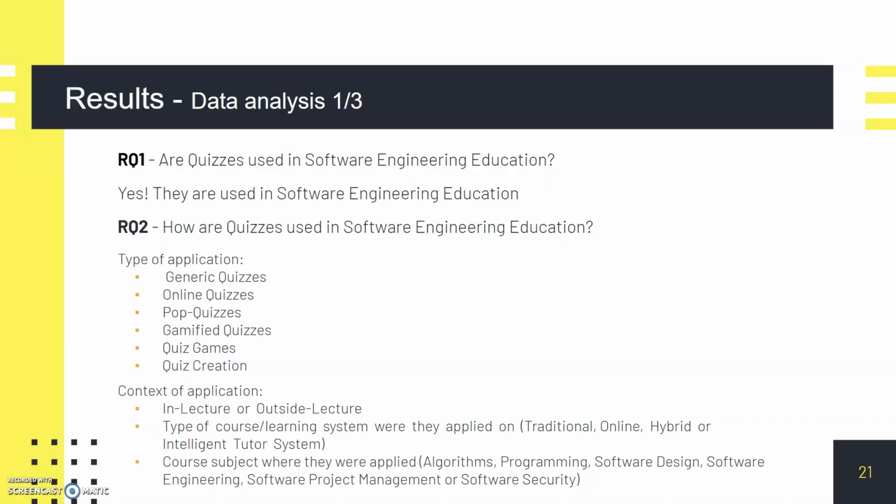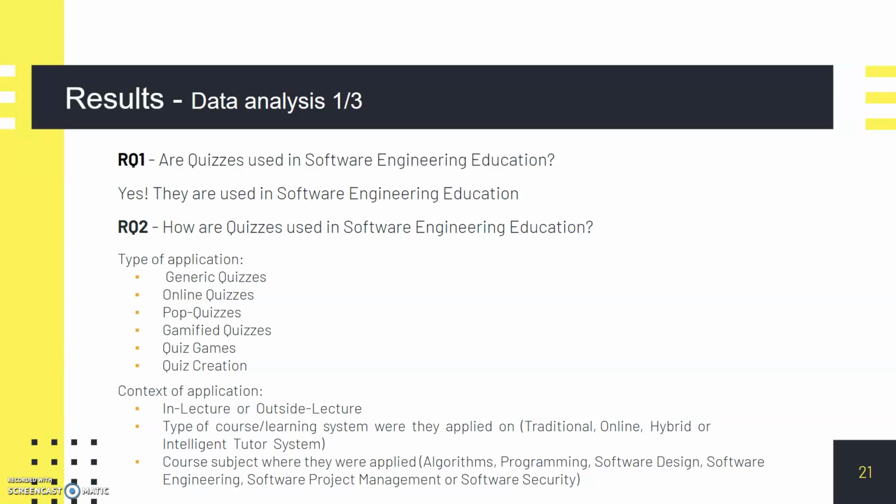So, we then analyzed our data and we tried to figure out how this answers our research questions. Are they used in software engineering education? Yes, they are indeed used in software engineering education. So how are they used? Well, they are used in different manners. You have different types of application, namely generic quizzes, online quizzes, pop quizzes, gamified quizzes, quiz games, and quiz creations.